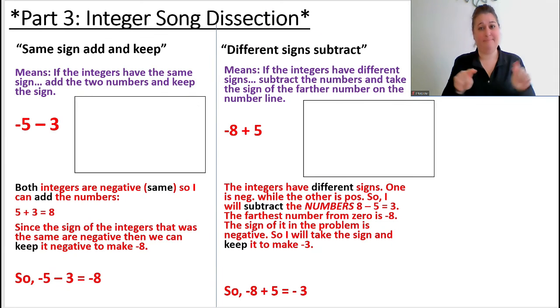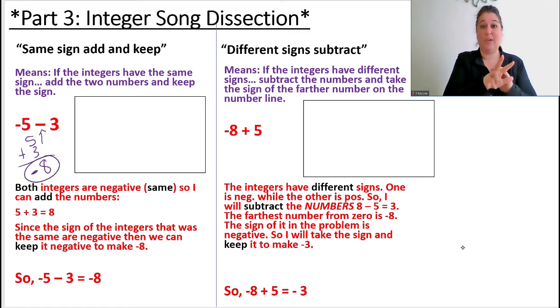This slide basically outlines exactly what I stated on the previous slide. If it says same sign, add and keep, you just say, oh, 5 plus 3, that's 8. Keep the sign that's there, which is negative. Makes sense, because if you do 5 negatives and 3 negatives, nothing cancels. Add them all up, you get -8.